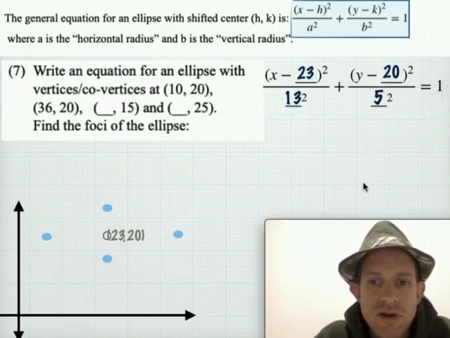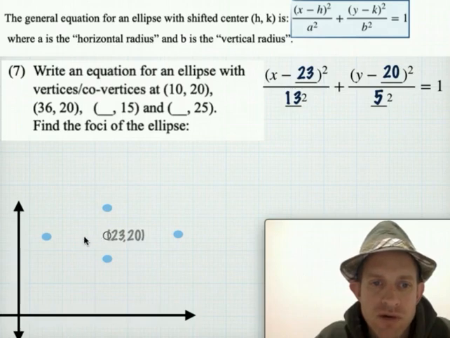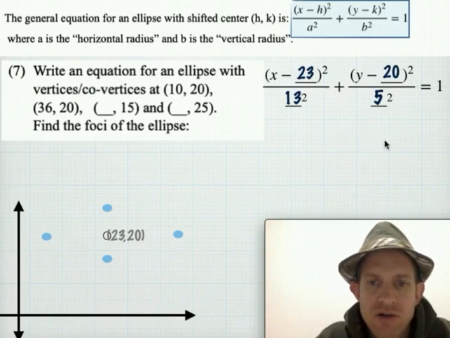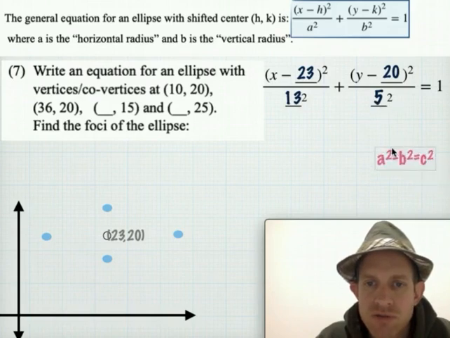So there's our equation. If we want to find the focus points of this, I can tell you already they're going to be at the same height as the center, so it'll be something 20, but they're going to be out some ways because it's longer than it is tall. How far out? We need the focal length formula, which is a squared minus b squared equals c squared.